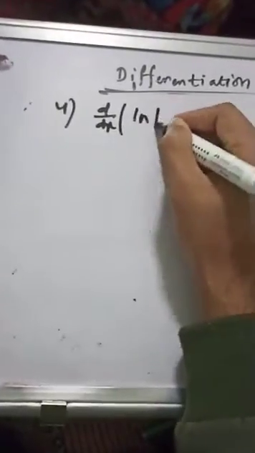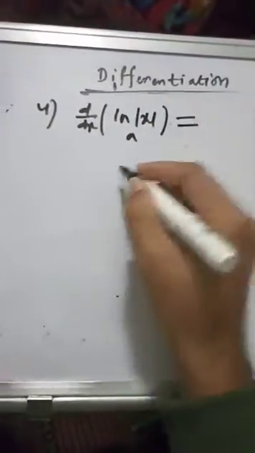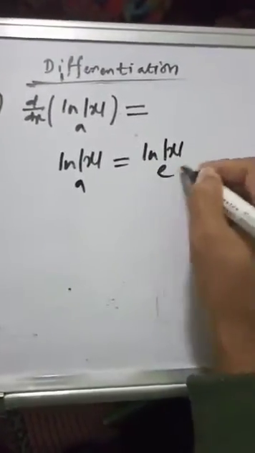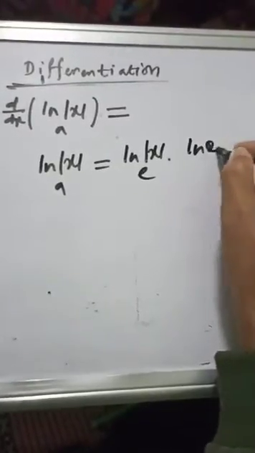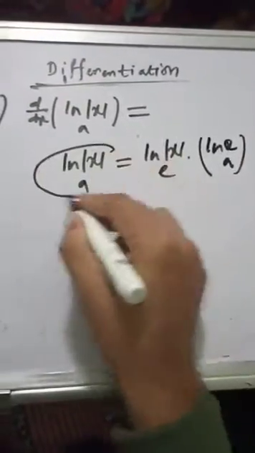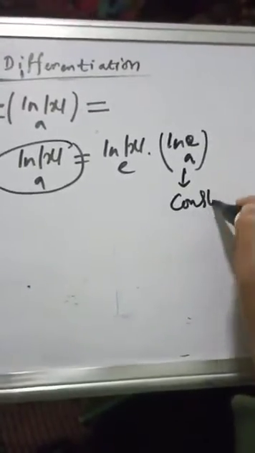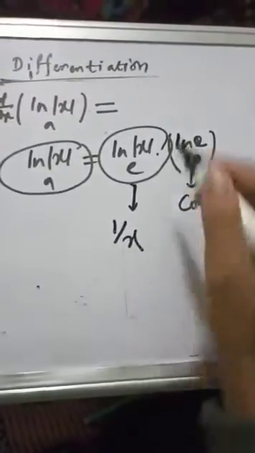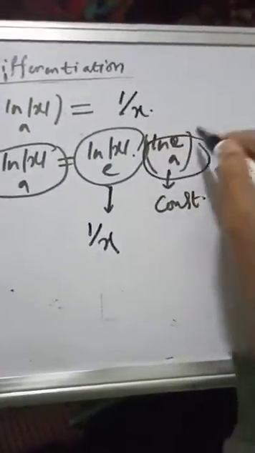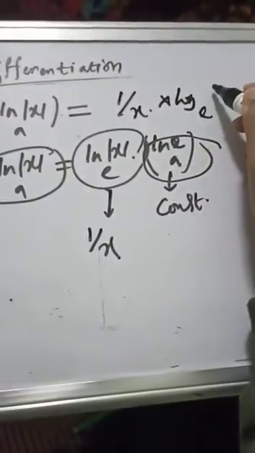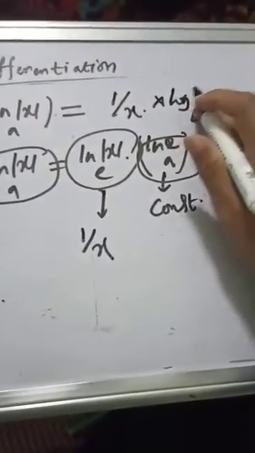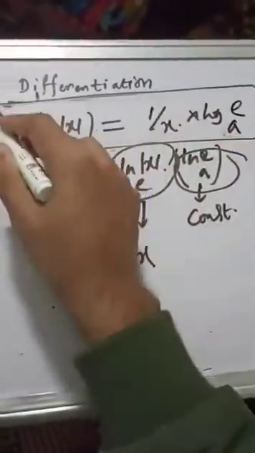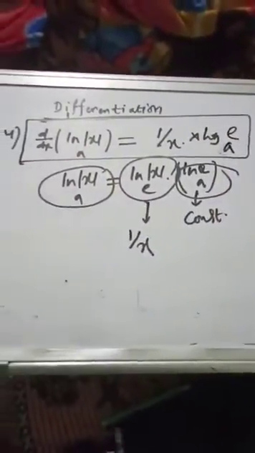d/dx of ln|x| base a. We can write log base a of |x| as ln|x| over ln a, that is, ln|x| times 1 over ln a. Here 1 over ln a is a constant, so we differentiate only ln|x|. The derivative of ln|x| is 1 upon x. So the derivative is 1 upon x times 1 over ln a, that is, 1 upon x ln a.